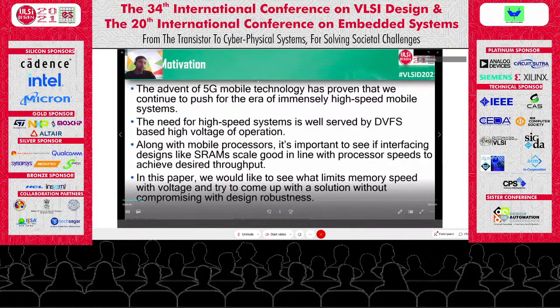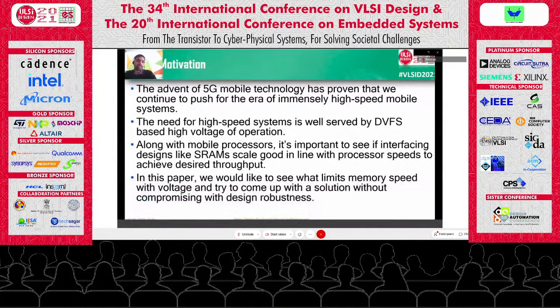But an important thing to note is that as we are able to scale the speed for these mobile processors, it is very important that we are able to do the same scaling for the interface designs like SRAMs, so that they scale in line with these processor speeds and we can achieve the desired throughput. Okay. So in this paper, we would like to show what limits memory speed as we increase the voltage of operation, and try to come up with a solution without compromising on the robust design solutions that memory designs use.